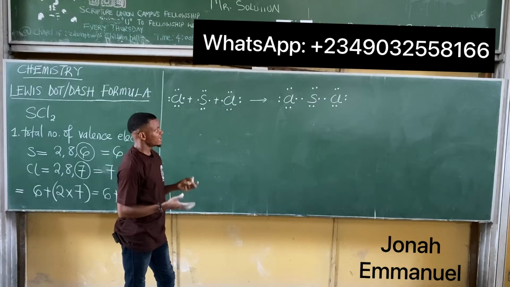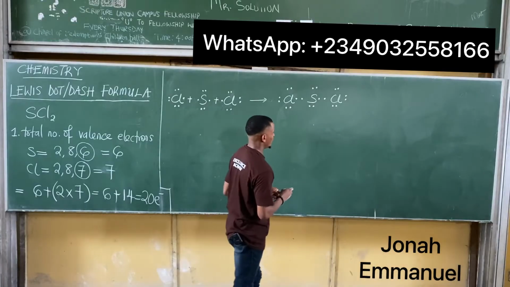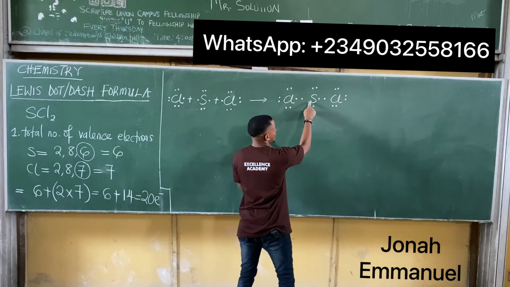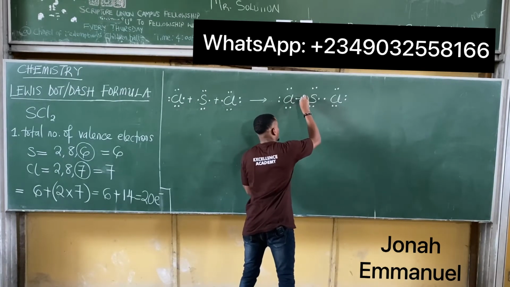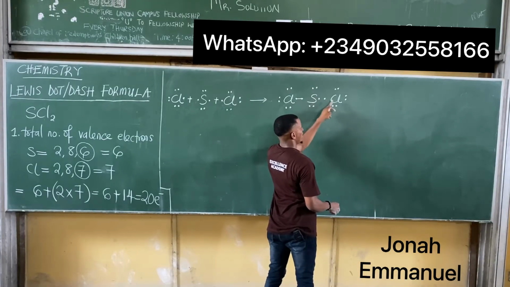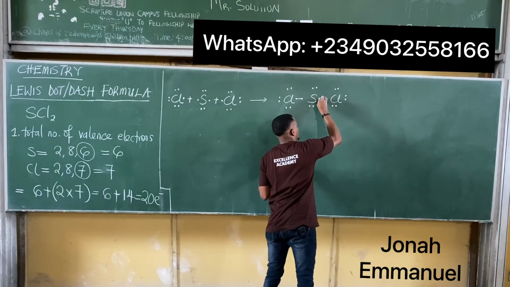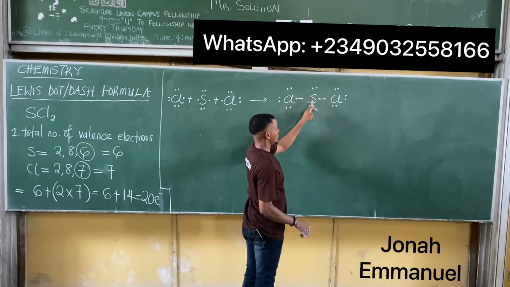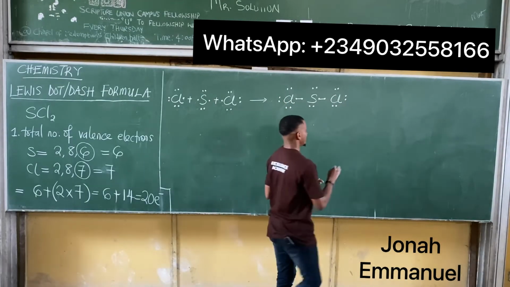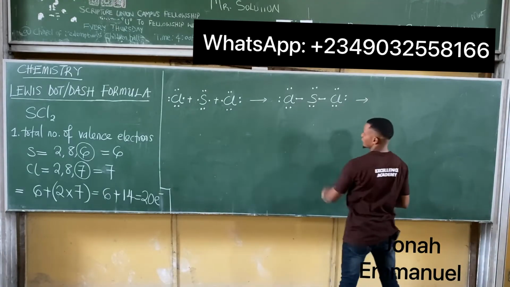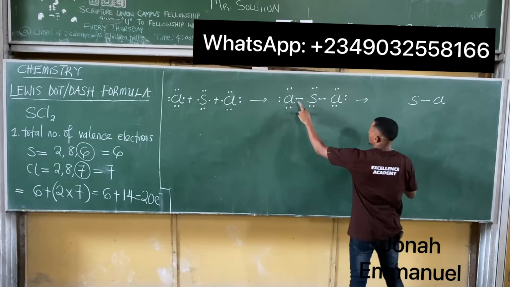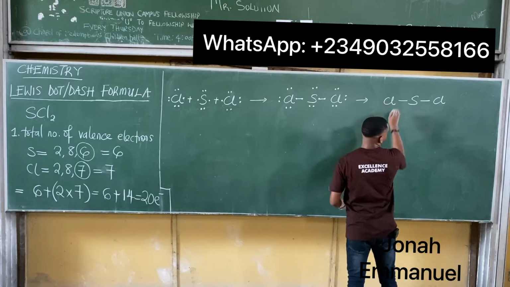Final task: separate lone pairs from bonding pairs. These two are bonding pairs because they connect chlorine and sulfur, so this becomes a dash. These two are bonding pairs because they connect sulfur and chlorine, so it becomes a dash. This one is not connecting anyone here, so 1, 2, 3, 4, 5, 6, 7, 8 are called lone pairs. Hence, the Lewis structure for sulfur dichloride becomes S with a dash to chlorine, and another dash to chlorine.